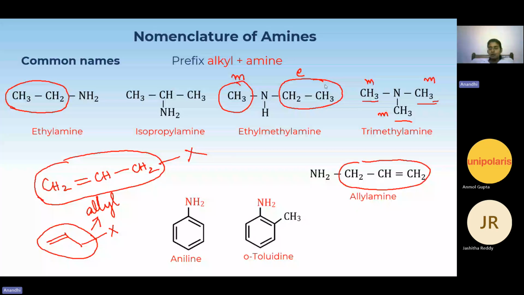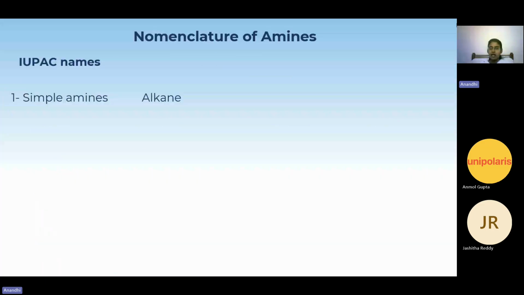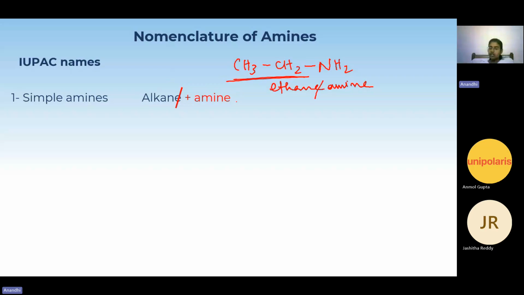In the IUPAC names, what do you have to do? For all the simple amines, you have to take the word alkane, and in that alkane, you have to replace the E with amine. For example, if I have a 2-carbon containing amine, CH3, CH2 and NH2, what is the alkane present here? A 2-carbon containing alkane, ethane, right? In this ethane, I have to remove the E and add amine. So what is the name? Ethane amine. Ethane amine is the IUPAC name of this compound.